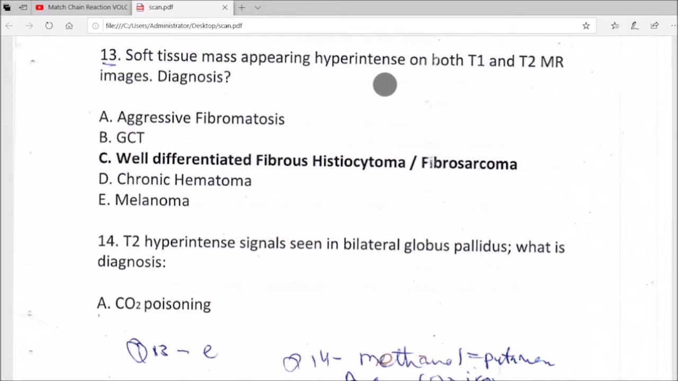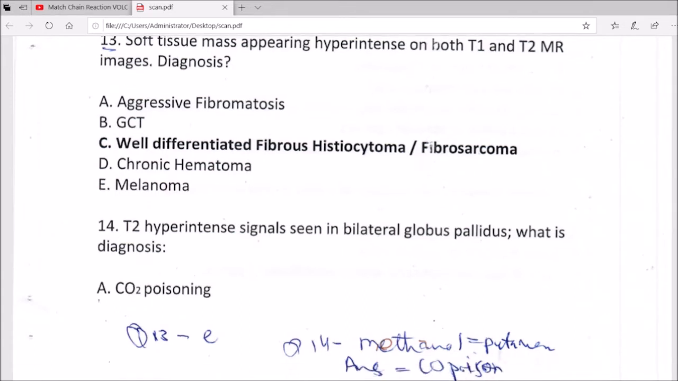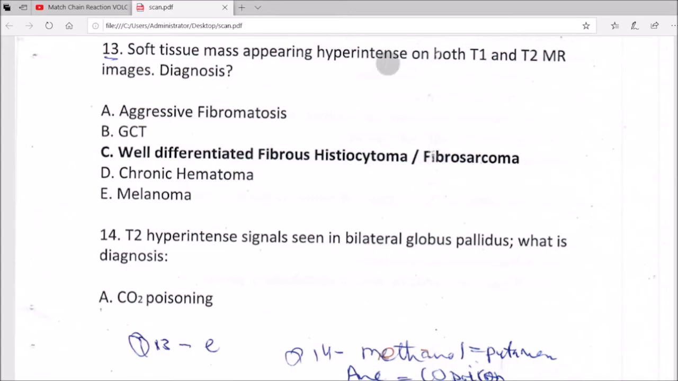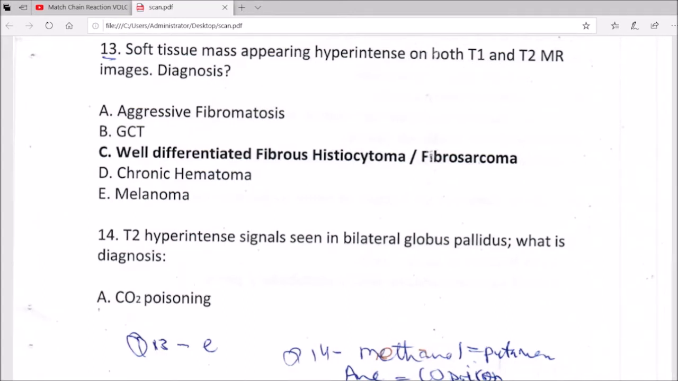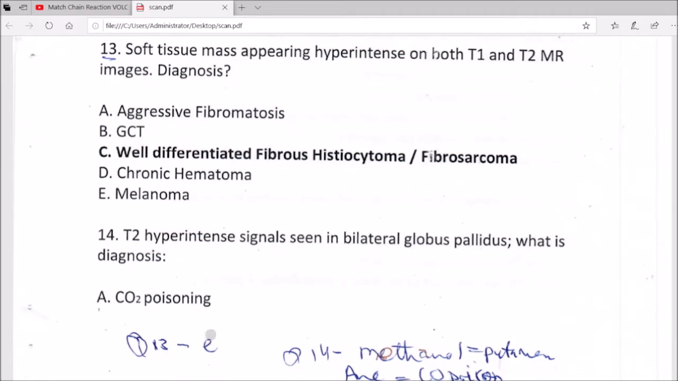13. A soft tissue mass appearing hyperintense on both T1 and T2 on MR images is diagnosed as melanoma, and we eliminate fibrosarcoma. A soft tissue mass hyperintense on both T1 and T2: melanoma.